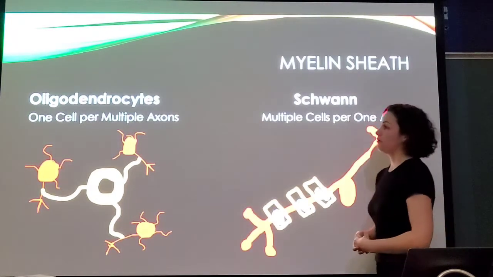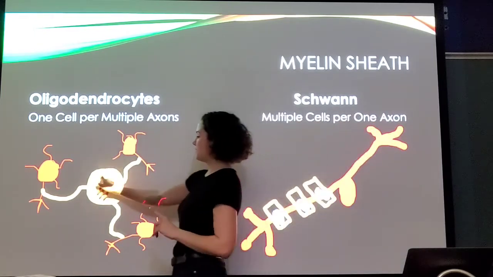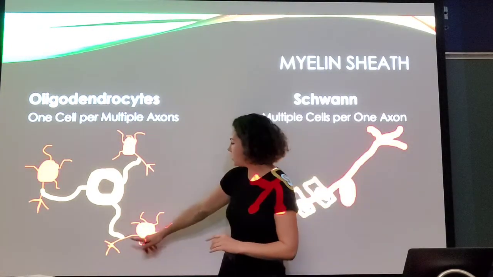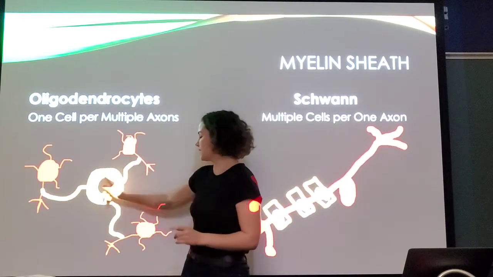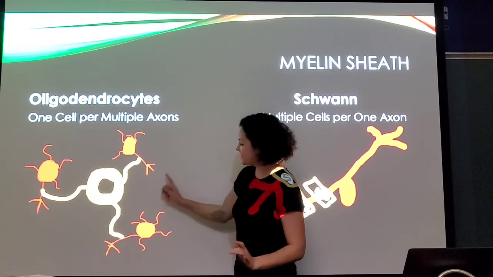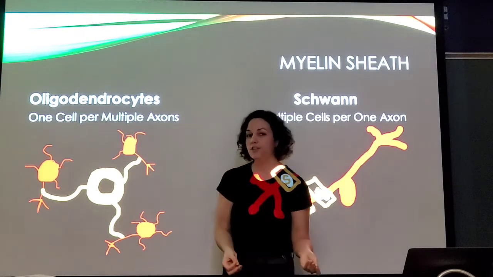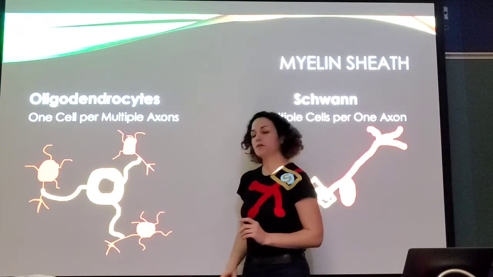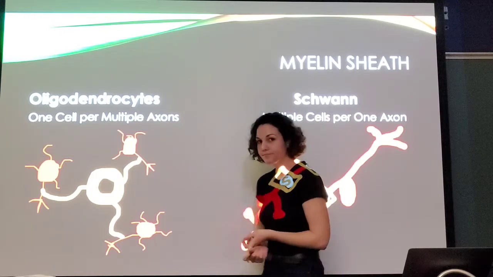Okay, so oligodendrocytes in the CNS, you will have one oligodendrocyte creating a myelin sheath for multiple axons, okay? One oligodendrocyte, multiple axons. And also note that the axons that the oligodendrocyte is creating myelin sheaths for are axons of multipolar neurons, because multipolar neurons are the only neurons in the CNS.